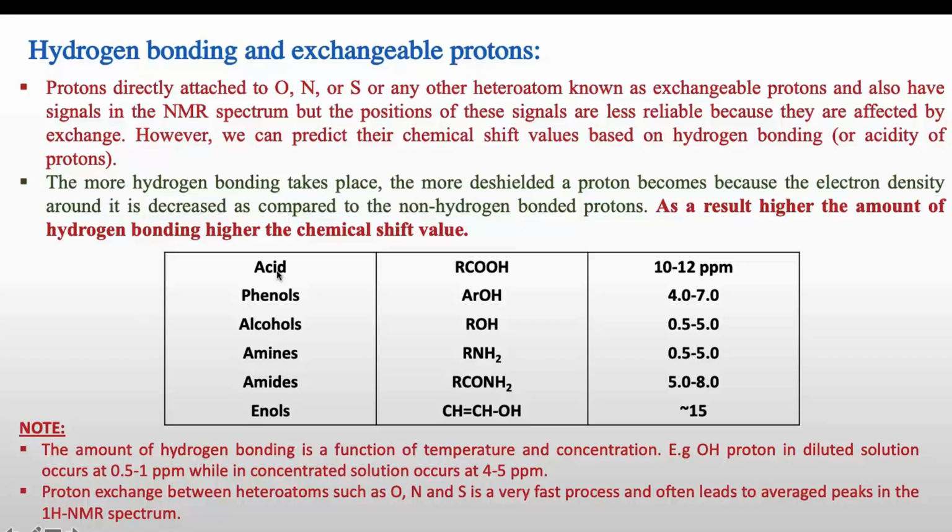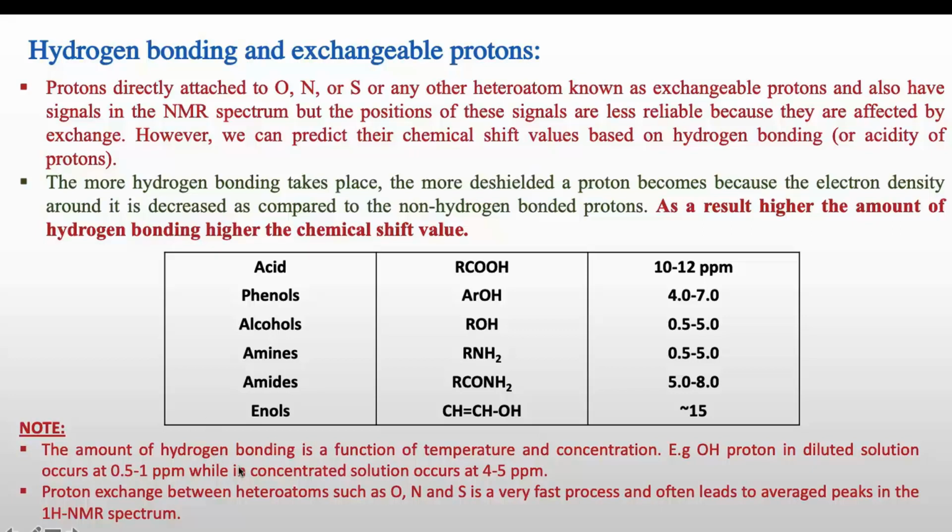In this table you can see different functional groups having exchangeable protons. Like carboxylic acid, which has a higher amount of hydrogen bonding, the proton will appear at 10 to 12 ppm, while in phenol it comes at 4 to 7 ppm. In the case of alcohol, it comes around 1 to 5 ppm. In the case of amine, it will come around 0.5 to 5 ppm because there is not hydrogen bonding like carboxylic acid. In the case of amide, it comes at 5 to 8 ppm. So it's hydrogen bonding which is deciding the chemical shift value for exchangeable protons.